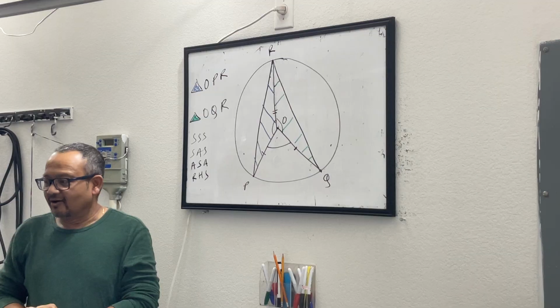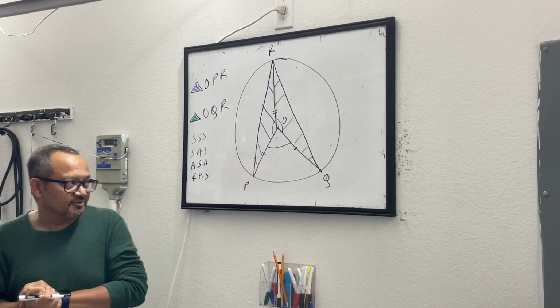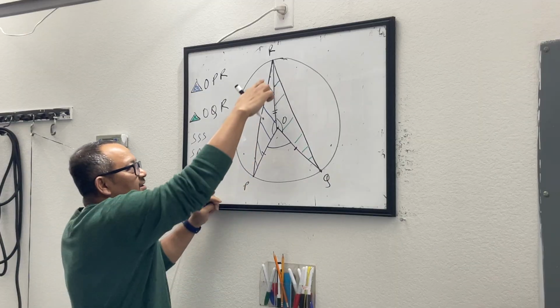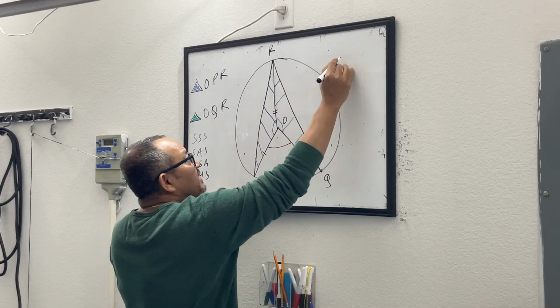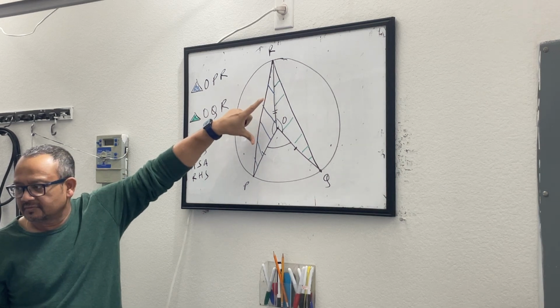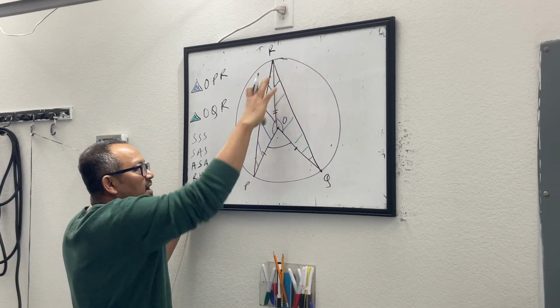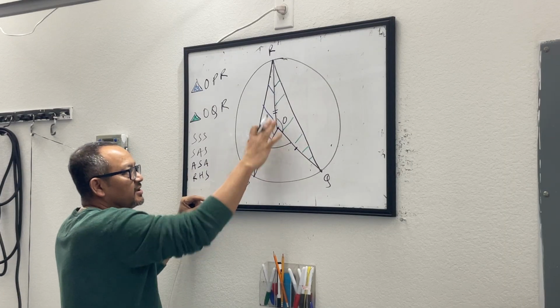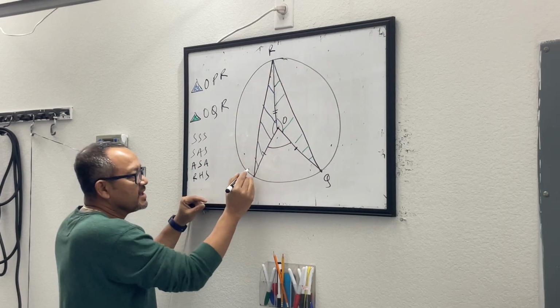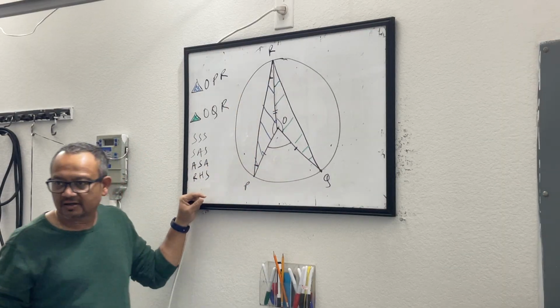No. Okay, here's the clue. Now look at this. If I'm looking at the blue triangle, what is happening? This side and this side are same, right? Because this is radius, this is also radius. That means this angle and this angle will be same.